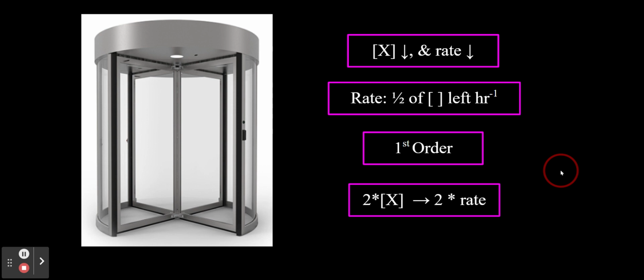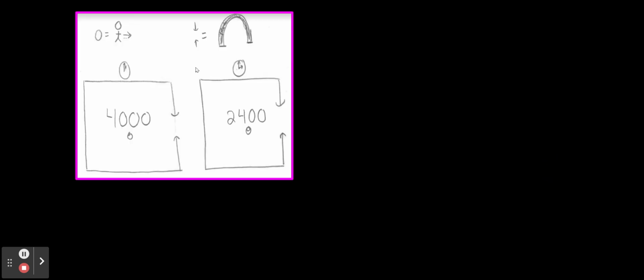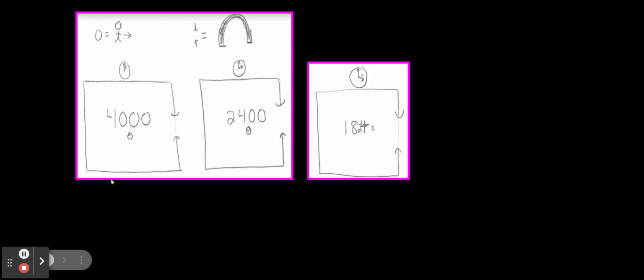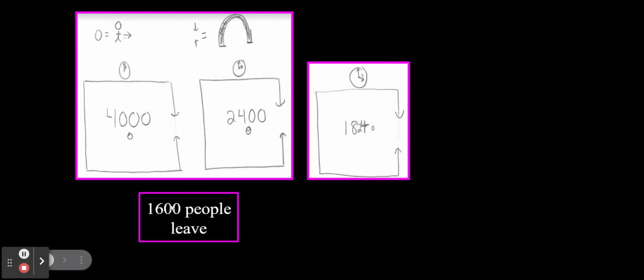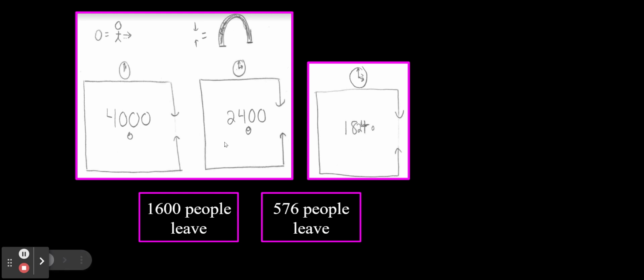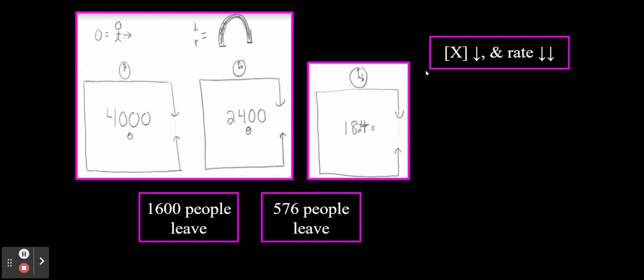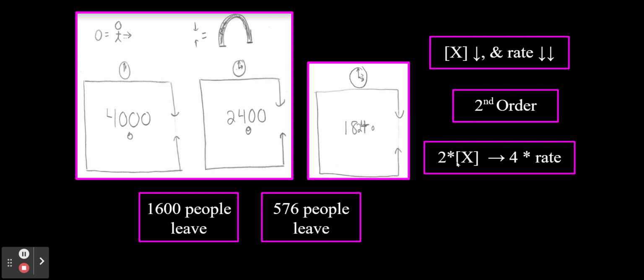And the final one is I've got an archway, and I put 4,000 people in this room, and it went down to 2,400. And then 1 hour later, 1,824. So you'll notice the amount of people leaving is decreasing exponentially. This is second order, where you're decreasing the concentration and the rate's decreasing twofold, or you double the concentration and the rate goes up by quadruple.